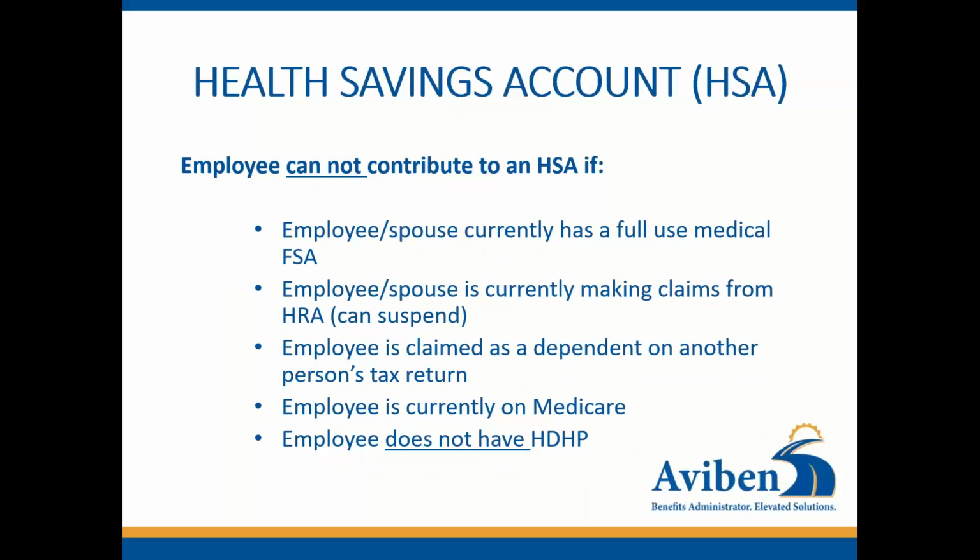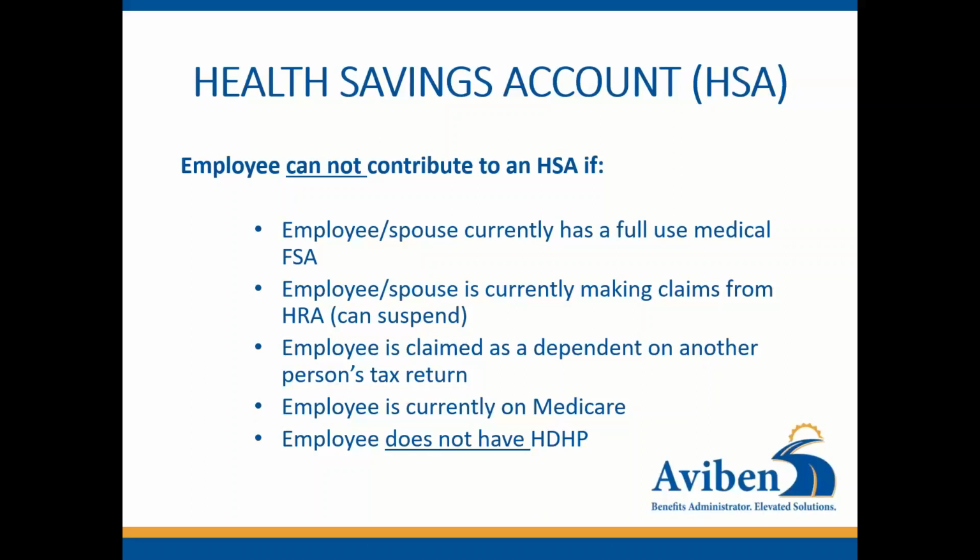So just a couple additional things: you cannot contribute to an HSA if you or your spouse currently have a full use medical FSA. So if you currently have money in a full use medical FSA that you can use, you cannot contribute to an HSA. The same applies if you, the employee, or your spouse is currently making claims from an HRA. Now, if you have HRA money and you can make claims from it, typically the plans will allow you to suspend access to your HRA or health reimbursement arrangement money, but that is not necessarily the case in all situations. So if you have money that you can use in an HRA, or your spouse has money that you can use in an HRA, you can ask your plan administrator or third-party administrator if you can suspend it for a year at a time. And if that is the case, you can. You can't access that money for the year, but you can contribute to a health savings account and use your HSA money in that year.